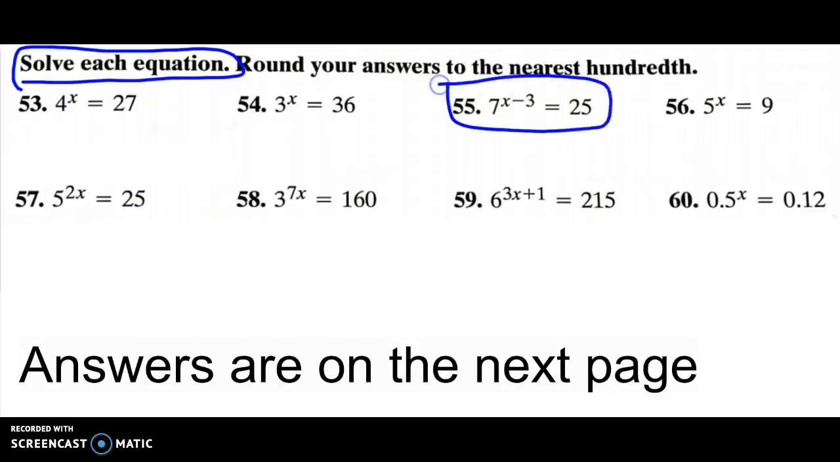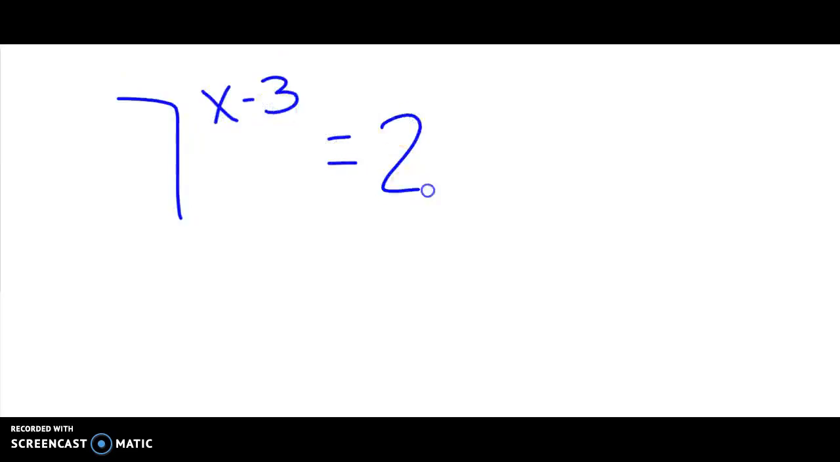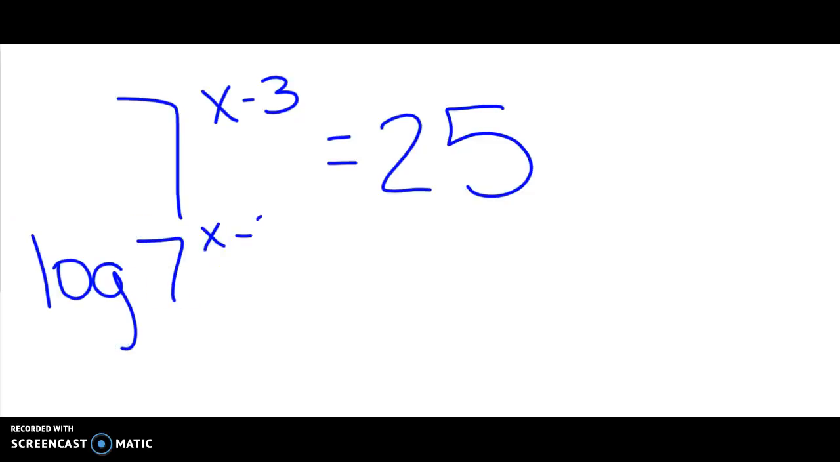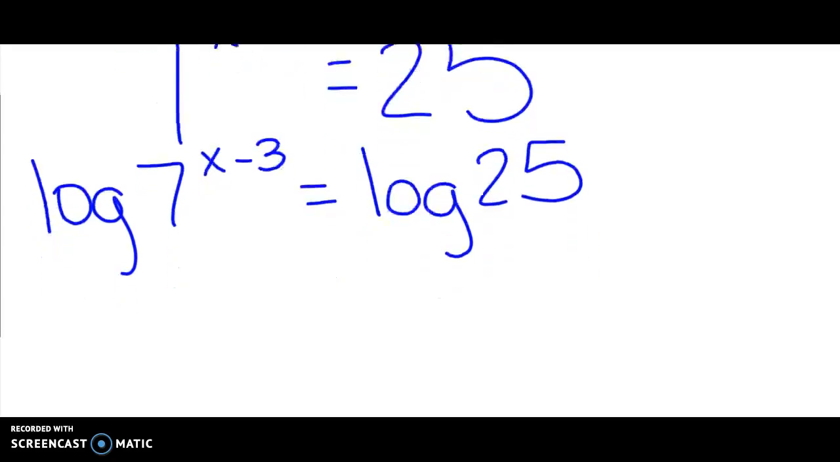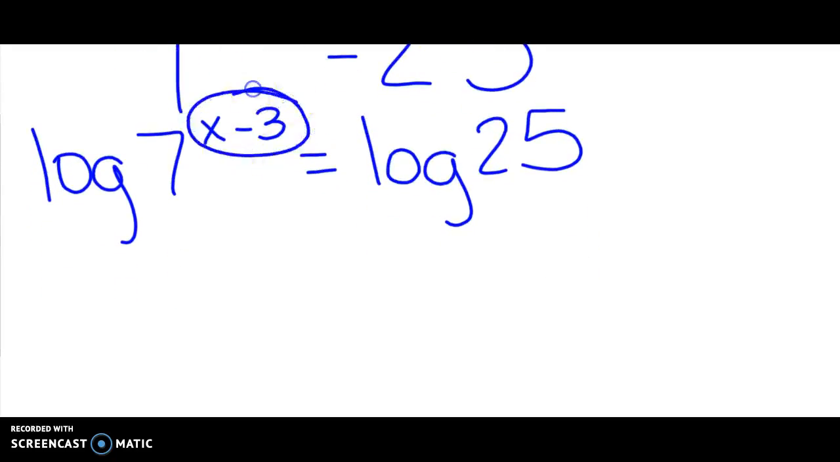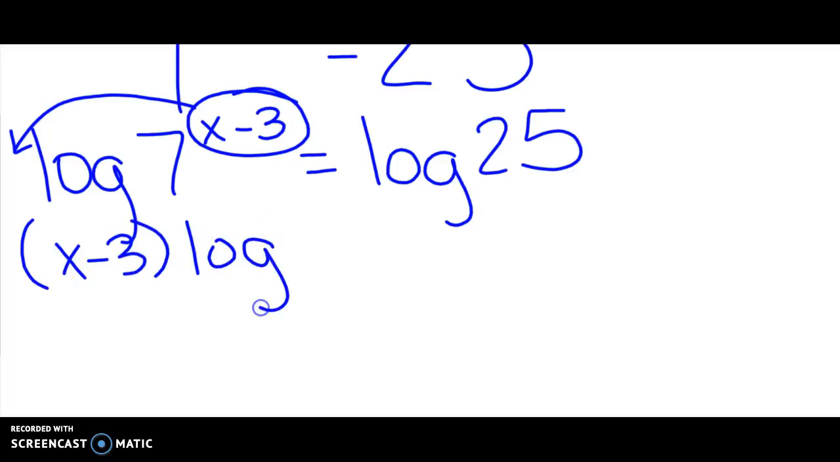Let's do another one, one that's a little more challenging. Let's try number 55. So 7 to the x minus 3 is equal to 25. Take the log of both sides. Take the log of 25. Now we're going to use our properties, so this guy goes in front. So we've got x minus 3 times the log of 7 is equal to the log of 25.